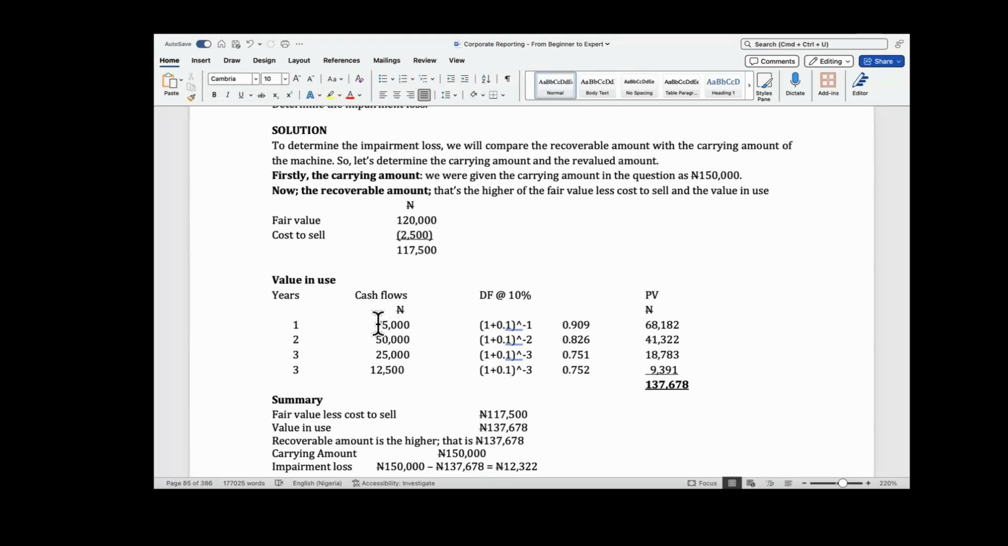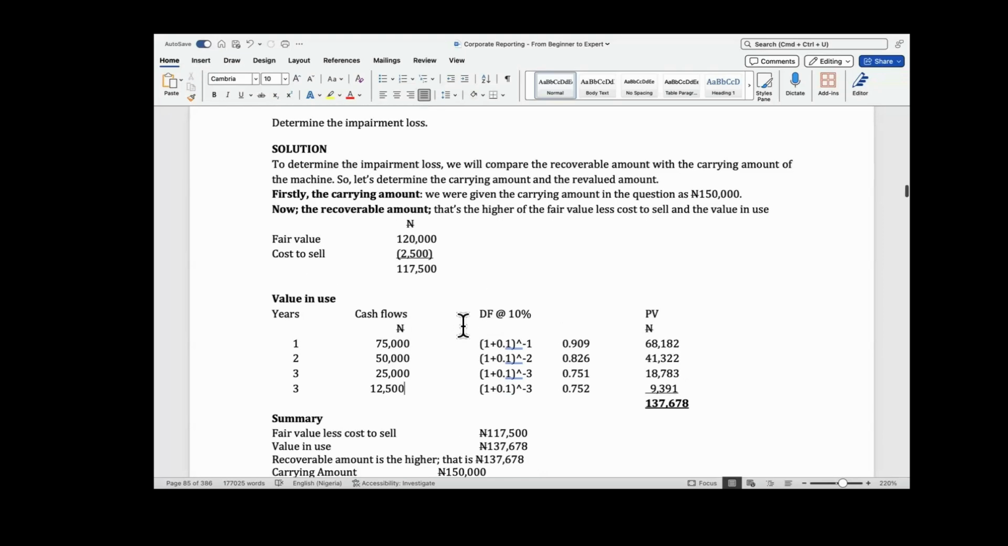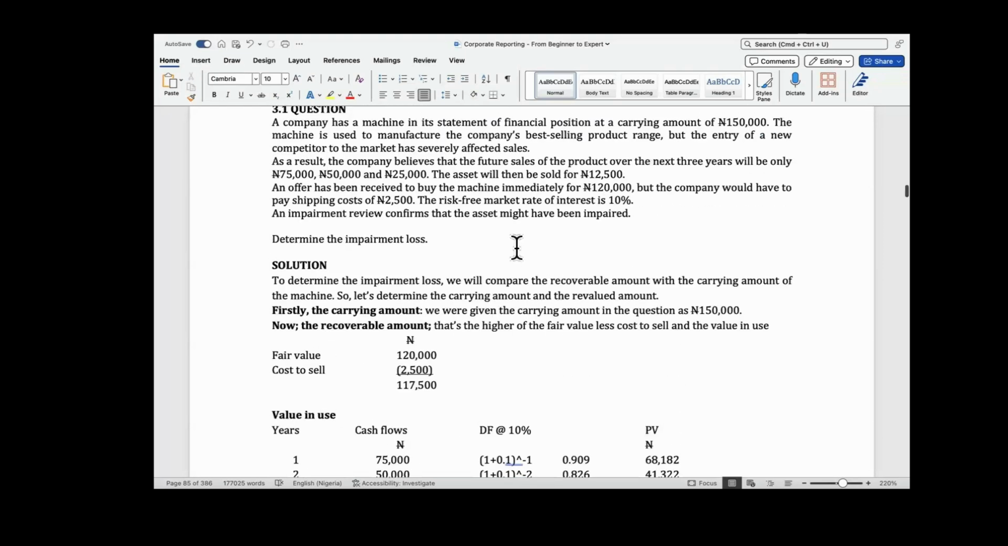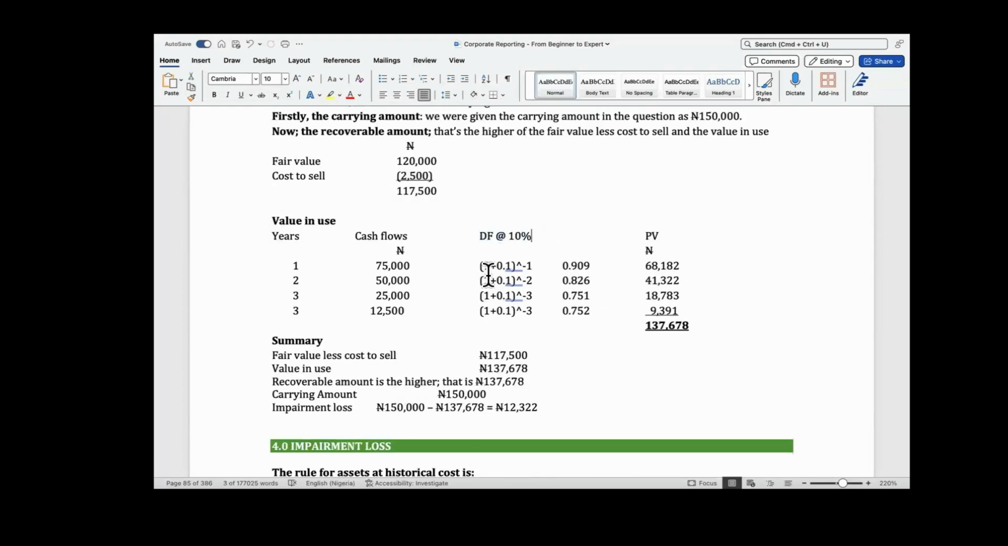Now, because these are future cash flows and we need a value for today, we need to discount all of them to present value. The examiner gave us a discount rate of 10%. So using a discounting factor of 10%, using 1 plus r raised to power minus n, for year one it will be raised to power minus 1, then raised to power minus 2, like that. It's 10%, that's why it's 1.1. So these are the discount factors. When you multiply each of these discount factors with the cash flows, that gives us the present value. When you have the present value for each of those years, you cumulate them together, and it gives you your value in use.